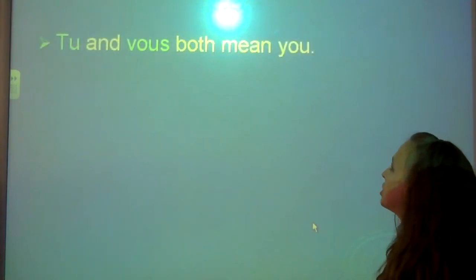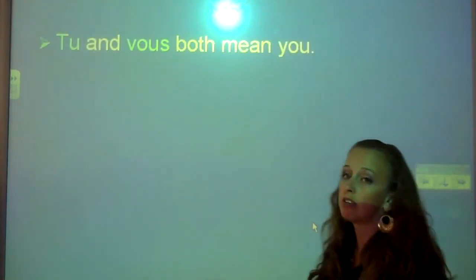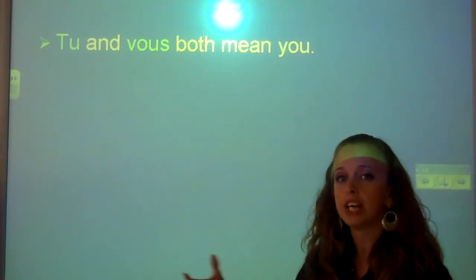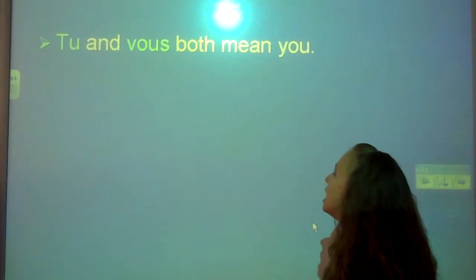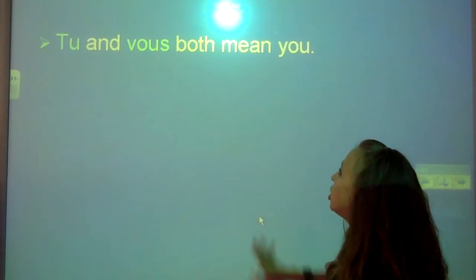Alright, next, just a couple little things to tell you. Je is going to change to J apostrophe before a vowel sound. You can't have that I and je next to a vowel. We'll see that with our verb avoir. And tu and vous, remember, both mean you.